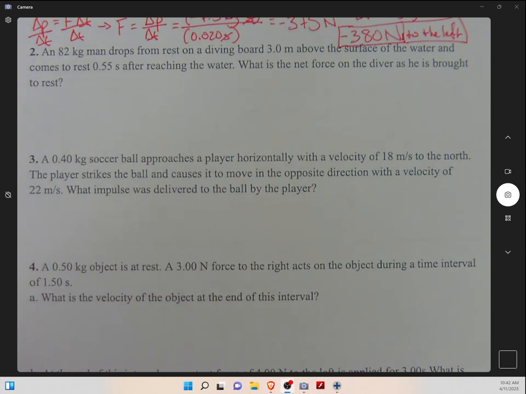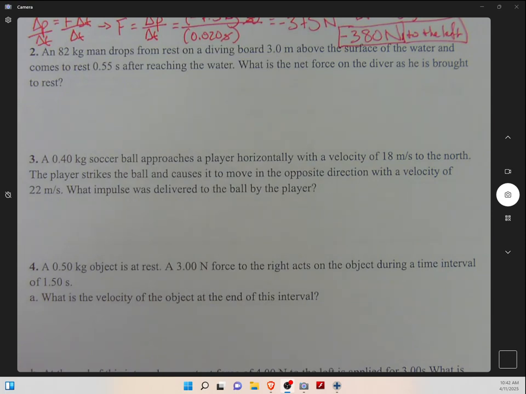All right, number 2. An 82 kilogram man drops from a diving board 3 meters above water. After hitting the water, he comes to rest in 0.55 seconds. We need to find the net force that stops him.